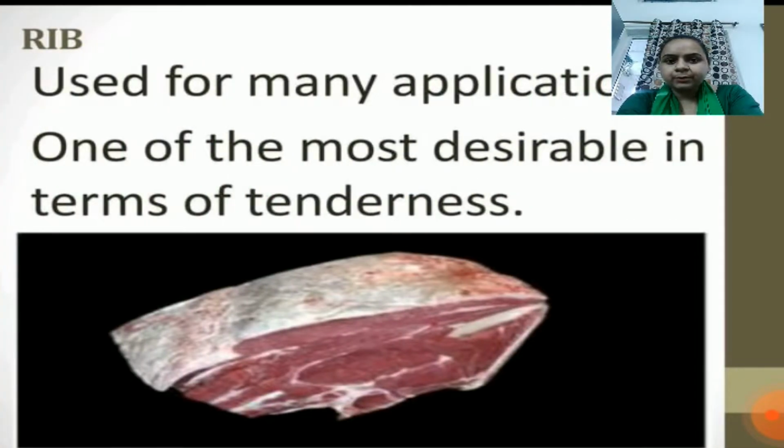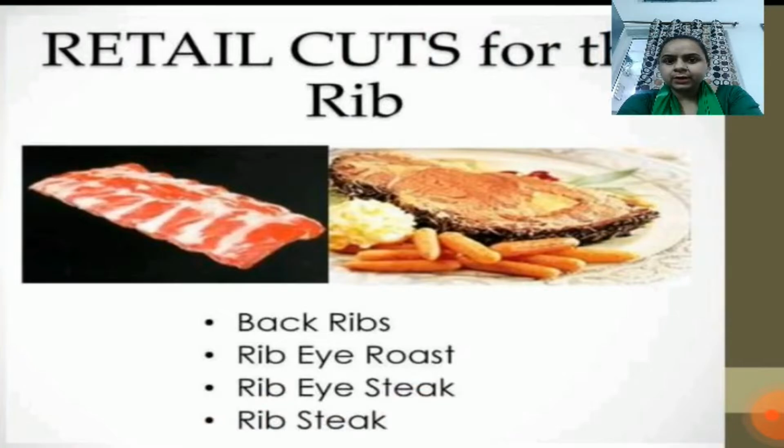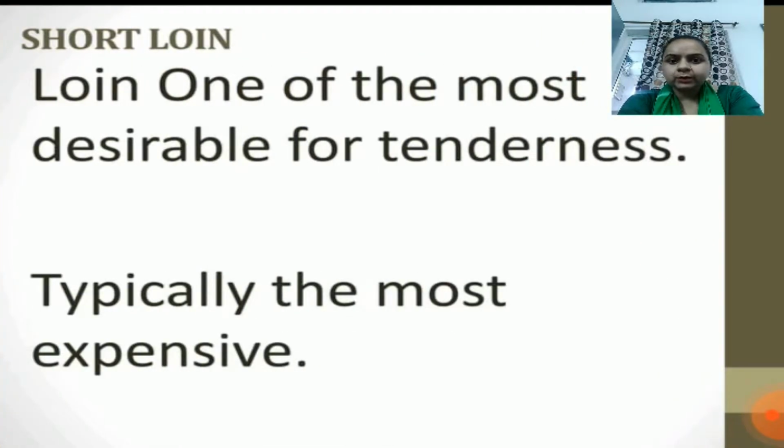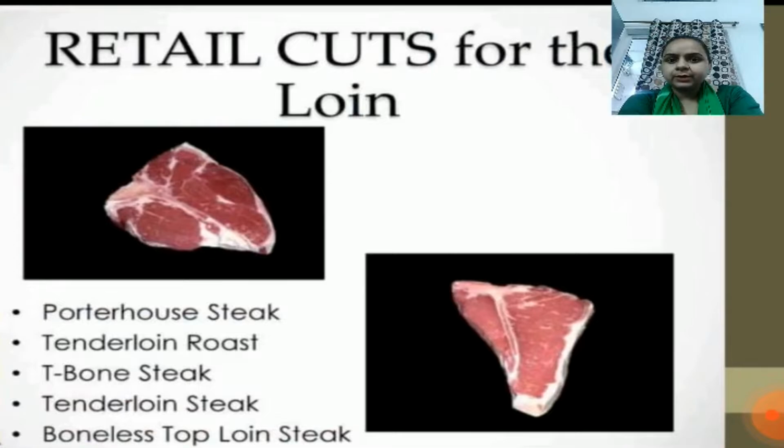Rib is used for many applications, one of the most desirable in terms of tenderness. Retail cuts for the rib: back ribs, rib eye roast, rib eye steak, and rib steaks. Short loin, or loin, is one of the most desirable for tenderness, typically the most expensive cut of the beef. Retail cuts: porterhouse steak, tenderloin roast, T-bone steak, tenderloin steak, boneless top loin steaks.